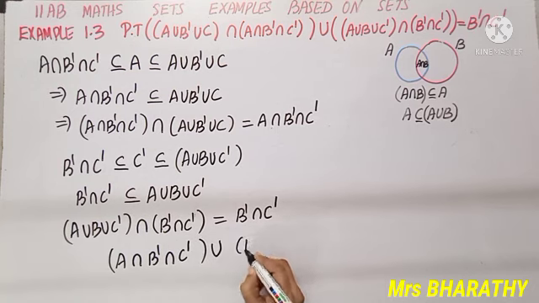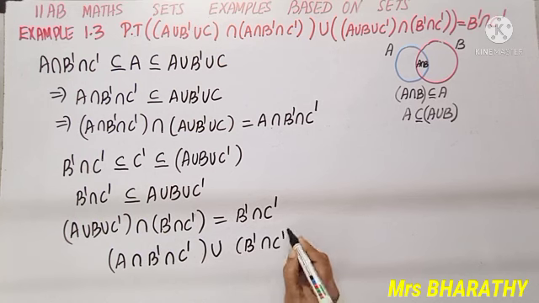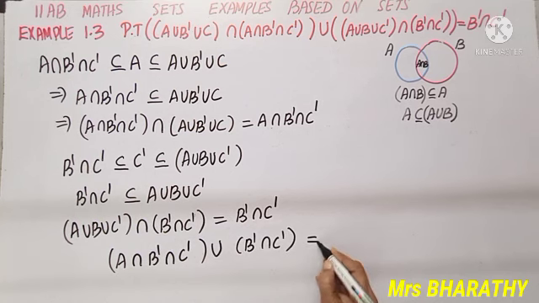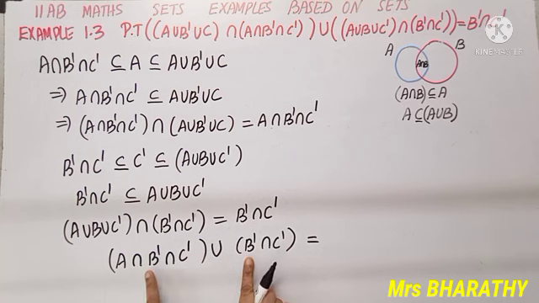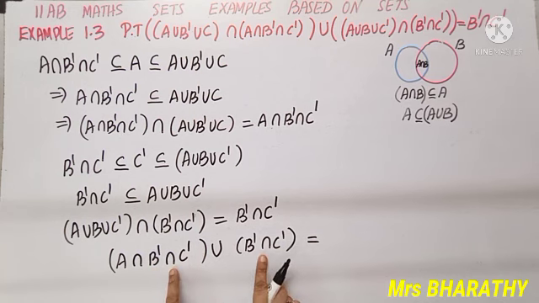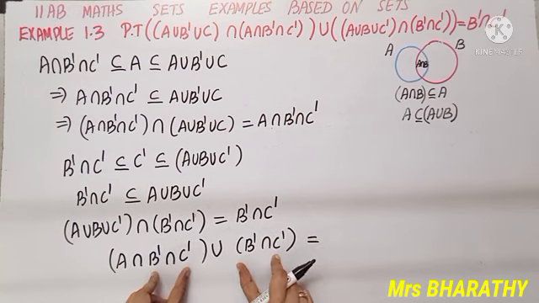Union B dash intersection C dash. See which is common in both. Here also B dash intersection C dash. Both are common. B dash intersection C dash is in both. Which is the bigger set now? Here B dash intersection C dash.